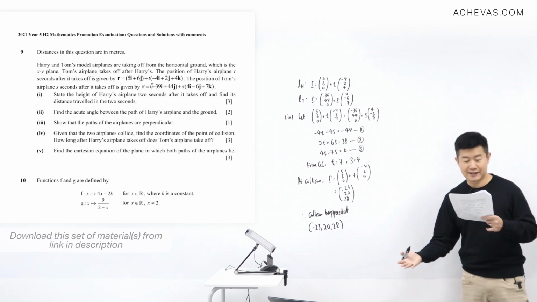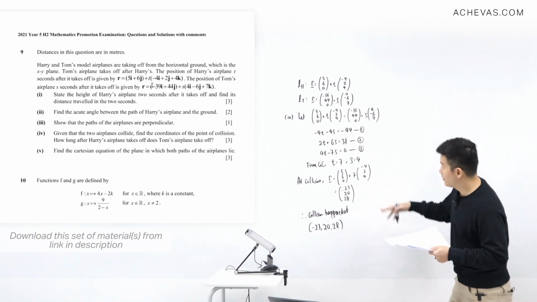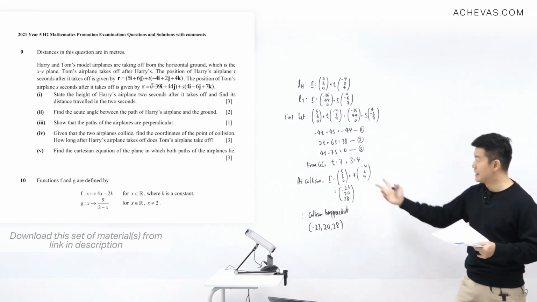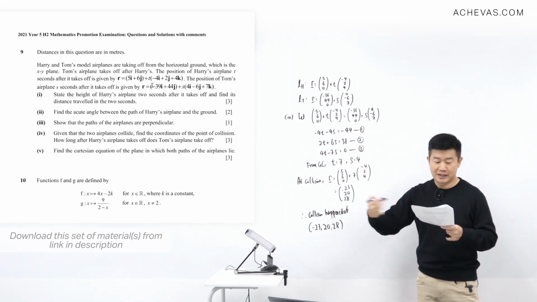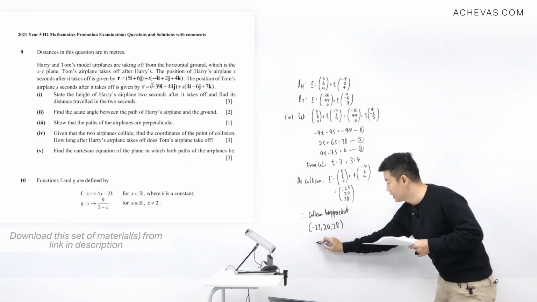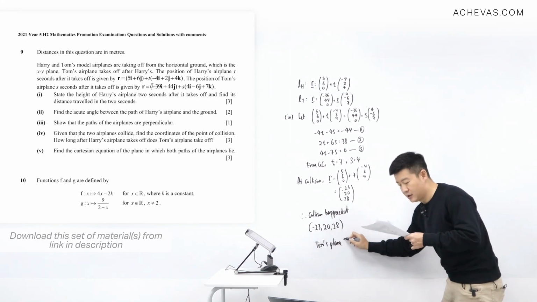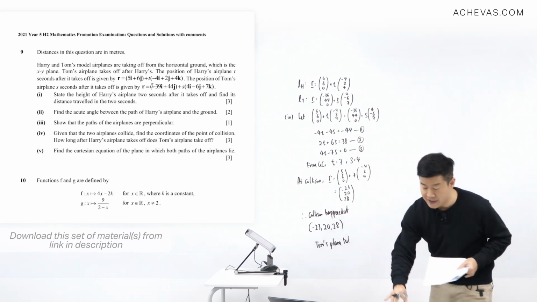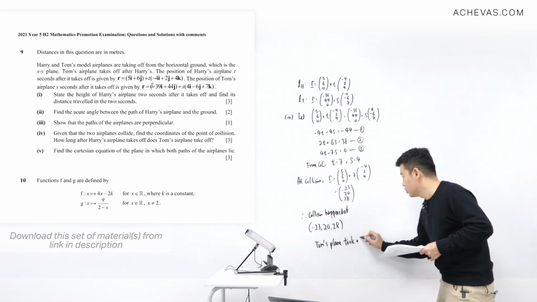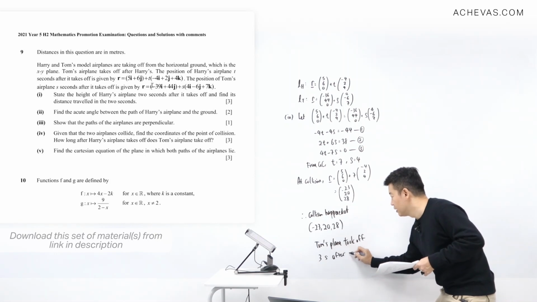How long, the question asks, after Harry's plane takes off, does Tom's plane take off? So they collide at the point when t is equal to 7 for Harry, s is equal to 4 for Tom, which means that the difference, which is 3 seconds, is going to be the time between the takeoff of both planes. So based on this, I can say that Tom's airplane took off 3 seconds after Harry's plane.